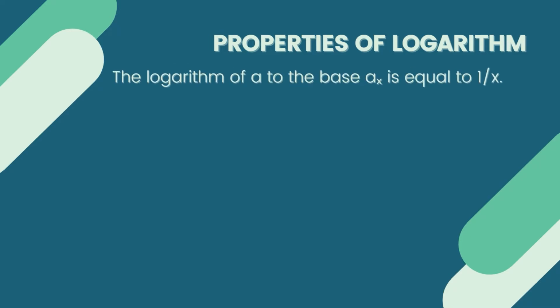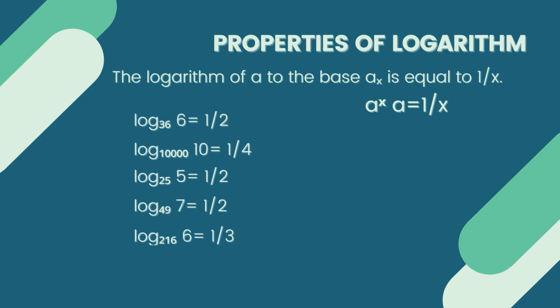The logarithm of a to the power of x to the base a is equal to 1 over x. In symbols, that is log base a to the power of x of a equals 1 over x. For example, logarithm base 36 of 6 equals 1/2. Logarithm base 10,000 of 10 equals 1/4.